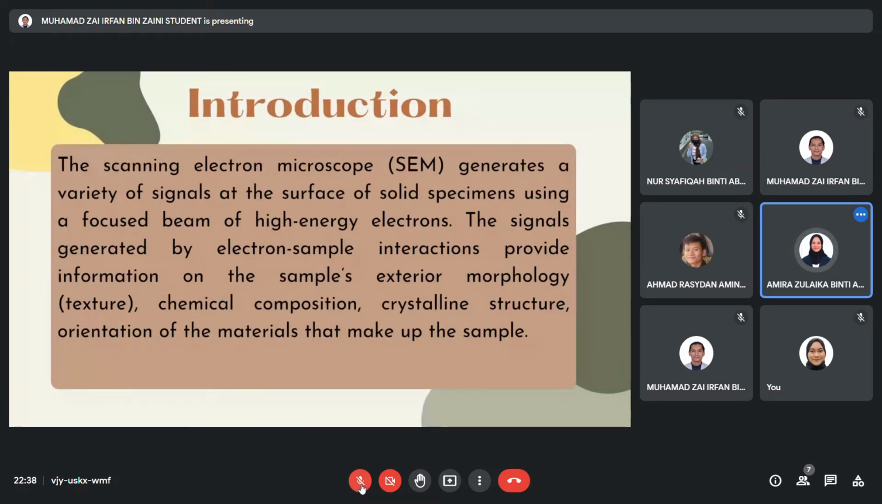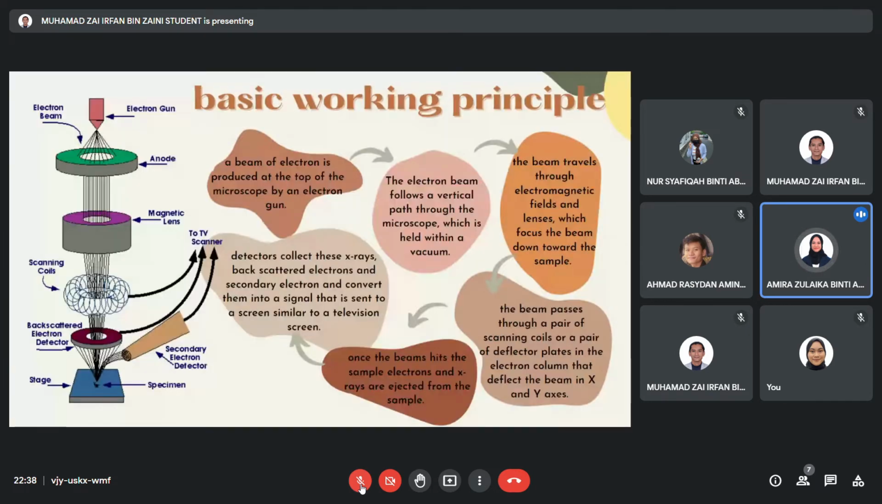In most cases, data is collected across a specific area of the sample surface and a two-dimensional picture is created to show the variety in the characterization. This is the basic working principle of SEM. Basically, SEM is an instrument that produces a large magnified image by using electrons instead of light to form an image.